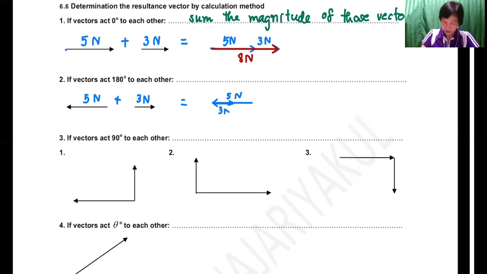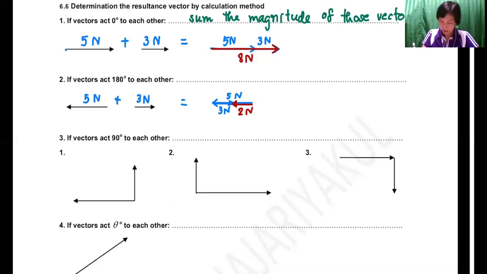What is our resultant? Our resultant starts from the tail of the first vector. The first vector that I drew is 5 Newton, and ends at the head of the 3 Newton vector. So this should be my resultant. I'm sorry, my resultant starts from the tail of 5 Newton and ends at the head of 3. Okay, the red vector is our resultant, which is the subtraction between 5 and 3. So the resultant is 2 Newton. And in which direction? Pointing to the left.